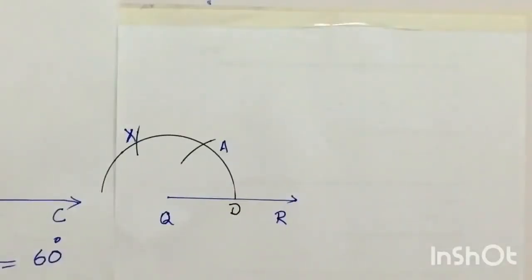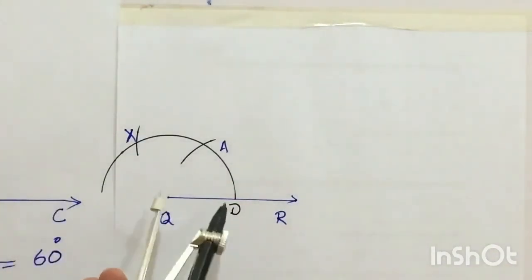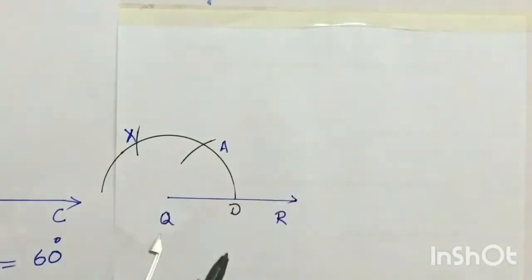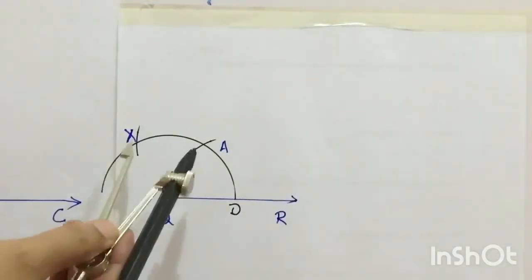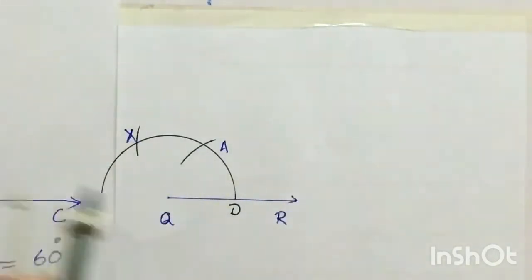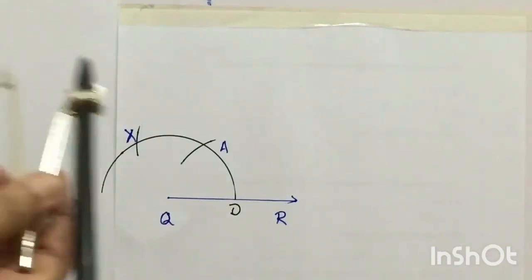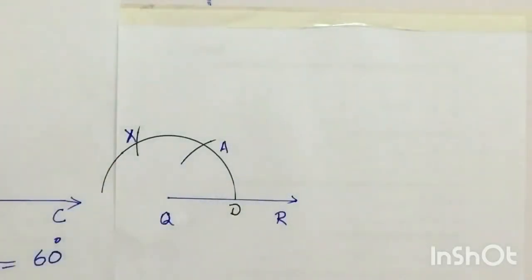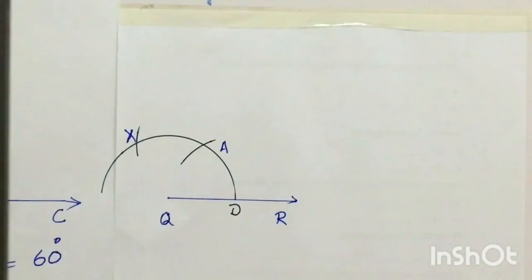Now you can see I have already drawn the figure in which if I join Q to A, then angle AQR is 60 degrees. If I join X to Q, then angle XQR is 120 degrees. Now if I want to get an angle of 90 degrees, I will just have to bisect this part of the arc. But the important thing is I am not changing the size of width.